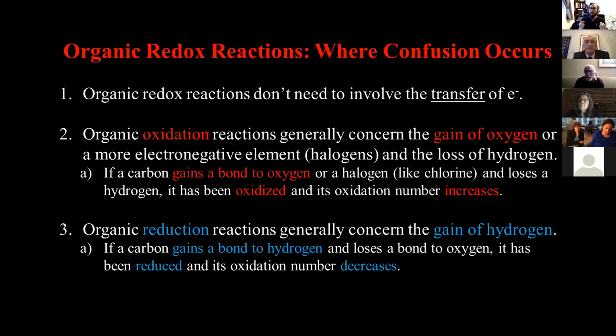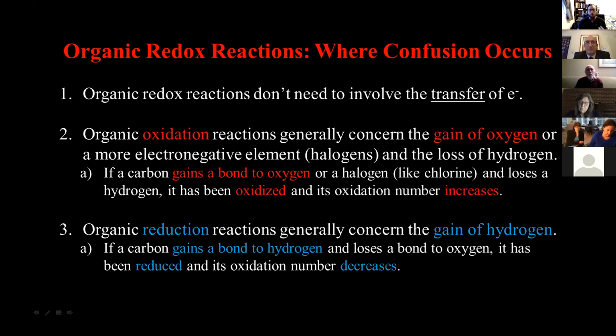So really in organic redox, it's not that different. We don't necessarily need to transfer electrons. We can share electrons in covalent bonds and things like that. But organic oxidation is actually really simple to remember. If something gains bonds to oxygen, it's been oxidized. So oxygen is a really good oxidizing agent. You can also use halides or halogens to oxidize things. So when carbon or any other element gains a bond to oxygen or a halogen and loses a hydrogen, for example, it'll have been oxidized and its oxidation number increases.